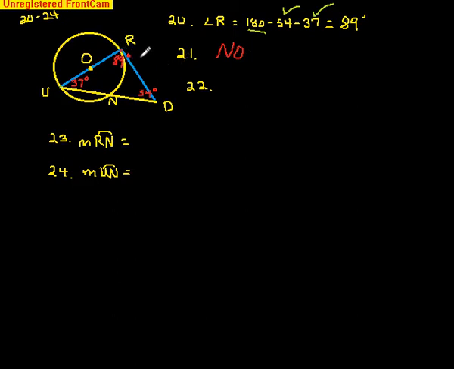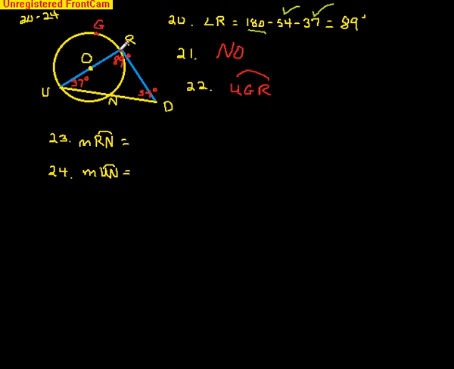And 22 says, is UGR a semicircle? So they want to know if UGR, the measure of UGR, and I just want to know if UGR is a semicircle. Let me look at that. I don't even see a G in this. UG, oops, G's up here. I don't have it in there.